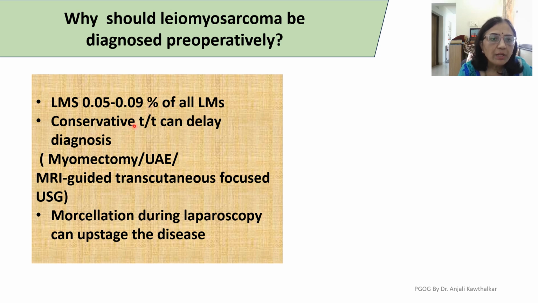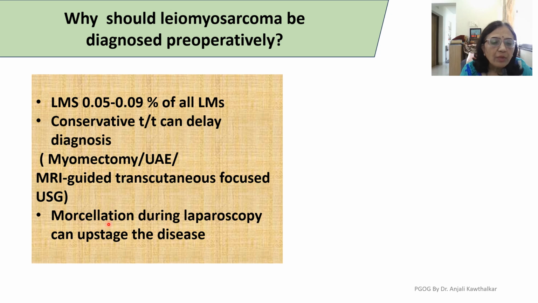Suppose we are not suspecting leiomyosarcoma and we plan a conservative treatment, it will lead to the delay in the diagnosis of leiomyosarcoma, and that itself will change the prognosis. It will lead to shorter 5-year survival rate. Conservative treatments such as myomectomy, uterine artery embolization, MRI guided transcutaneous focused ultrasonography, if all these are being tried where we want to conserve the uterus, all this will lead to faster spread of the leiomyosarcoma.